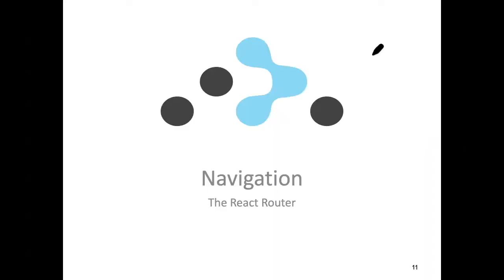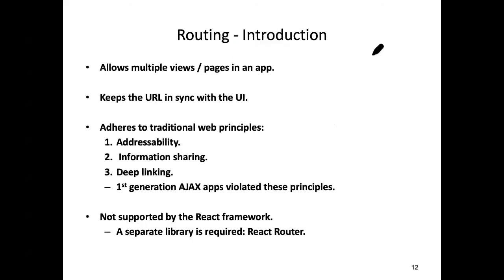So now I want to talk about another aspect of web apps, which is navigation or routing. How do we do it in a React app? By routing, we mean we'd like our web app to have multiple views or pages. And as the user navigates from page to page, we'd like the URL in the browser to change accordingly. So each page will have its own unique URL address. And of course, that's a fundamental principle of the way the web works.